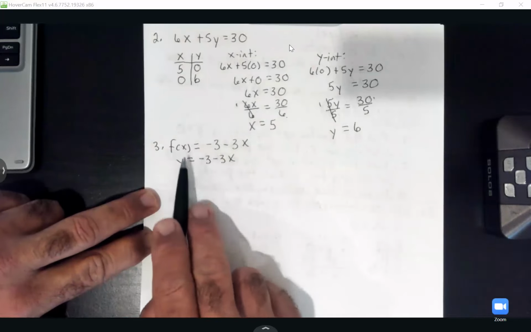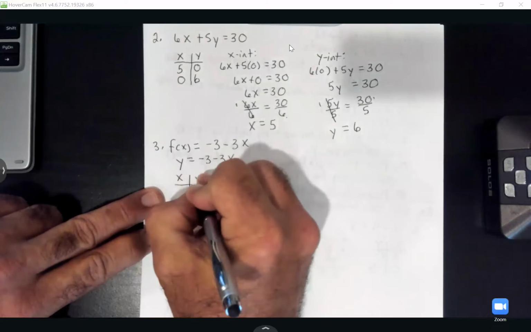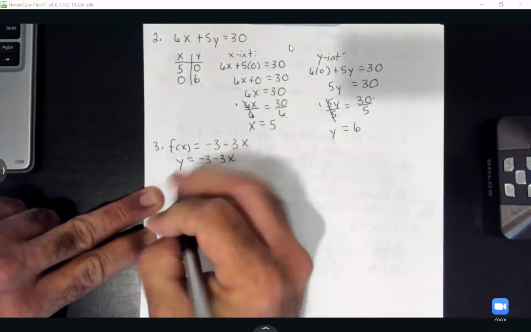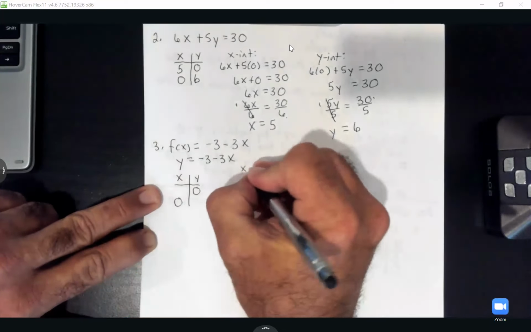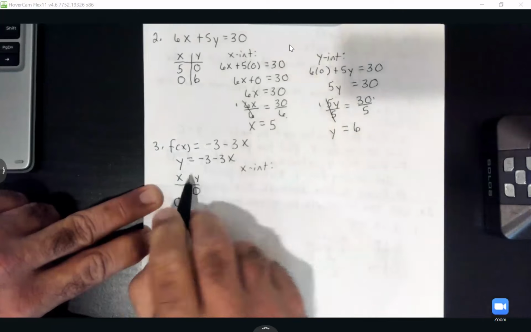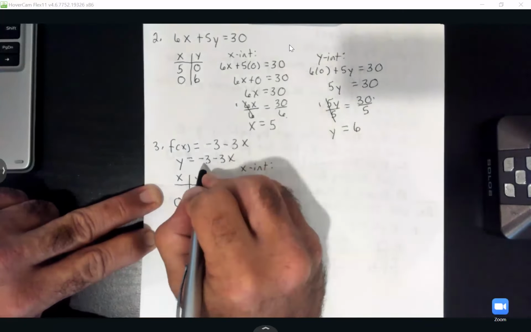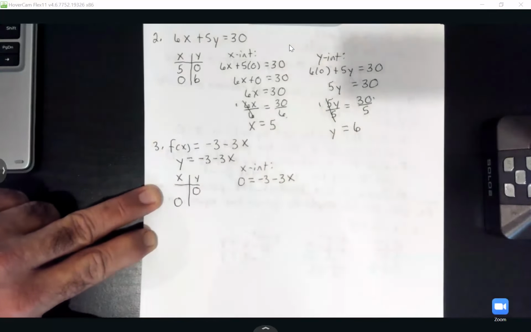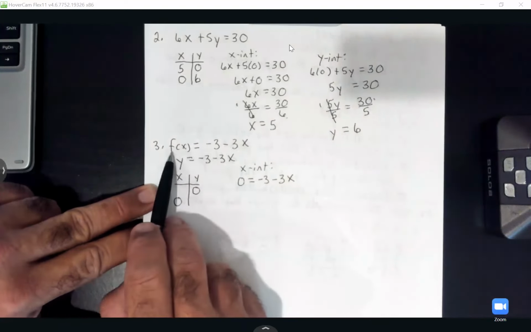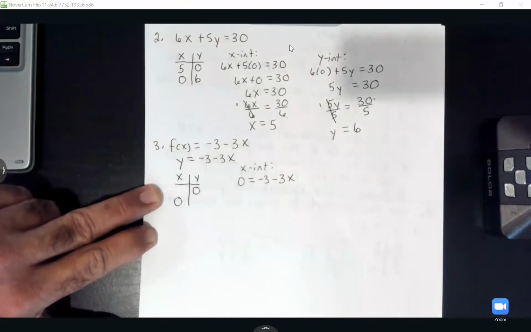So replace the f of x with a y, and then come in and make up your little table. I'm going to make 0 for the y first, and then 0 for my x. So first, I'm going to get the x-intercept by setting this y equal to 0. So I get 0 equals -3 minus 3x. Okay, so don't be fooled when they throw that f of x at you. Just replace that with a y and then get your points.